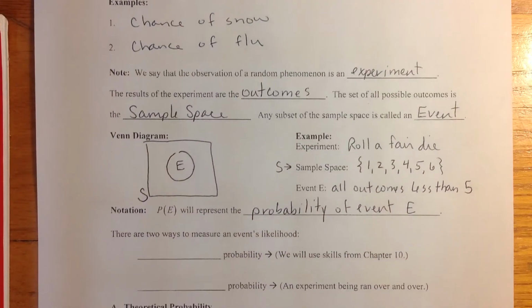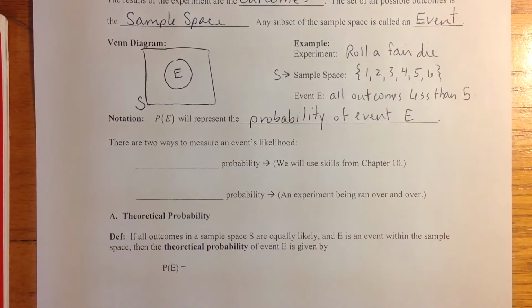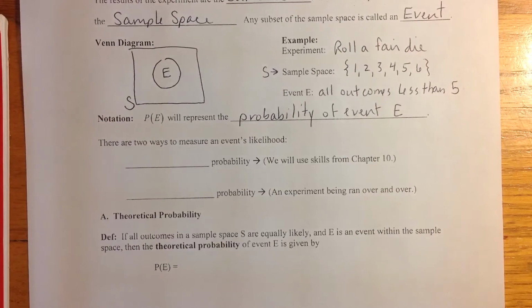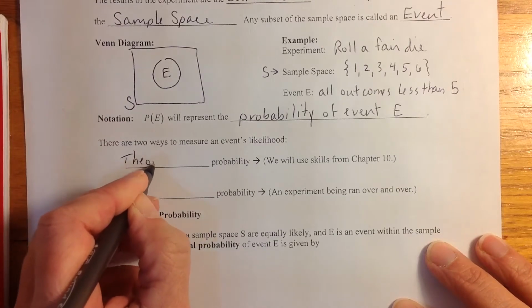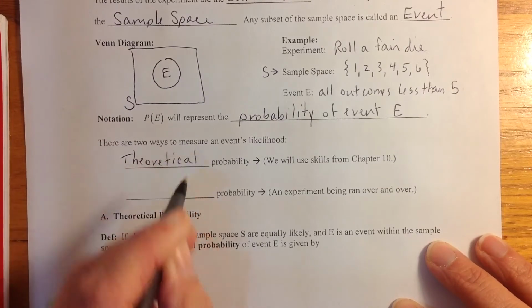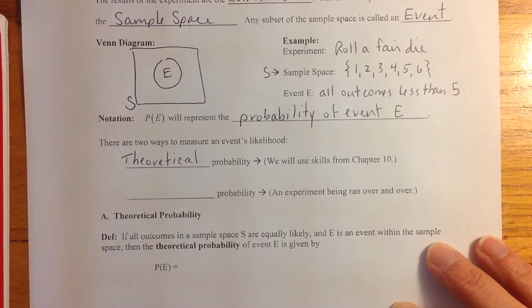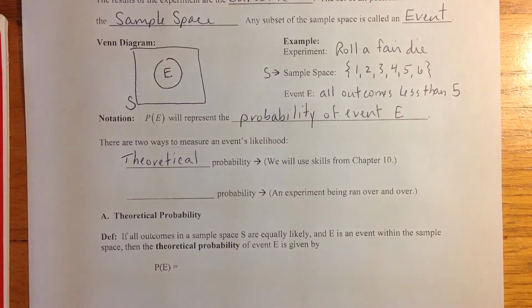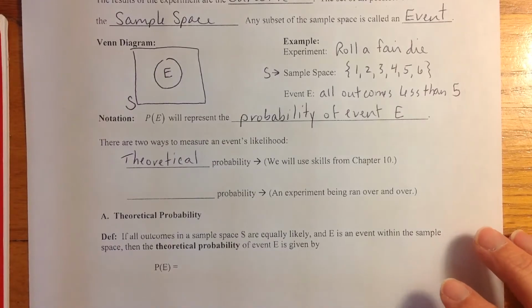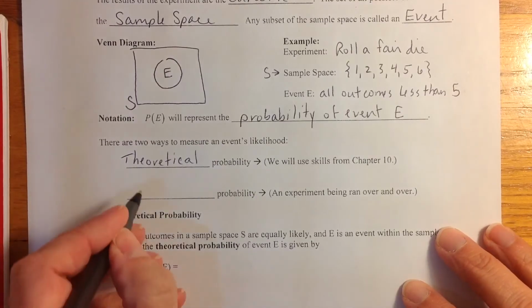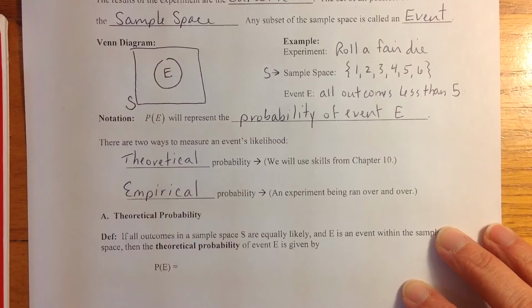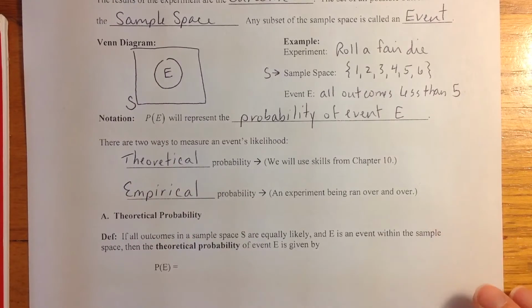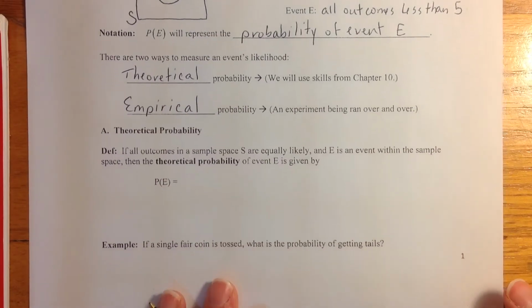Now, we're going to look at two ways that we can talk about probability. One way is theoretical probability. And theoretical probability will use all of those skills we learned from chapter 10. Another way to find probability is called empirical probability. Empirical probability is just physically running the experiment over and over again and looking at results.